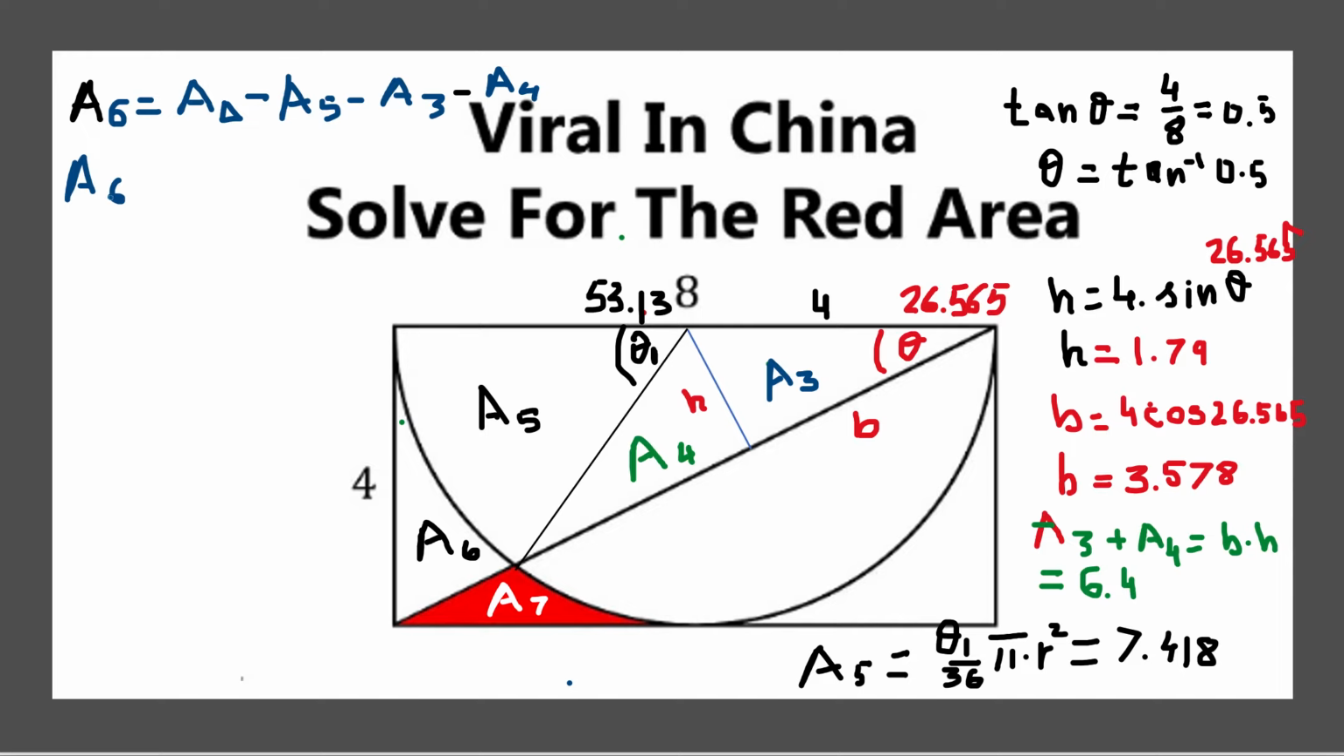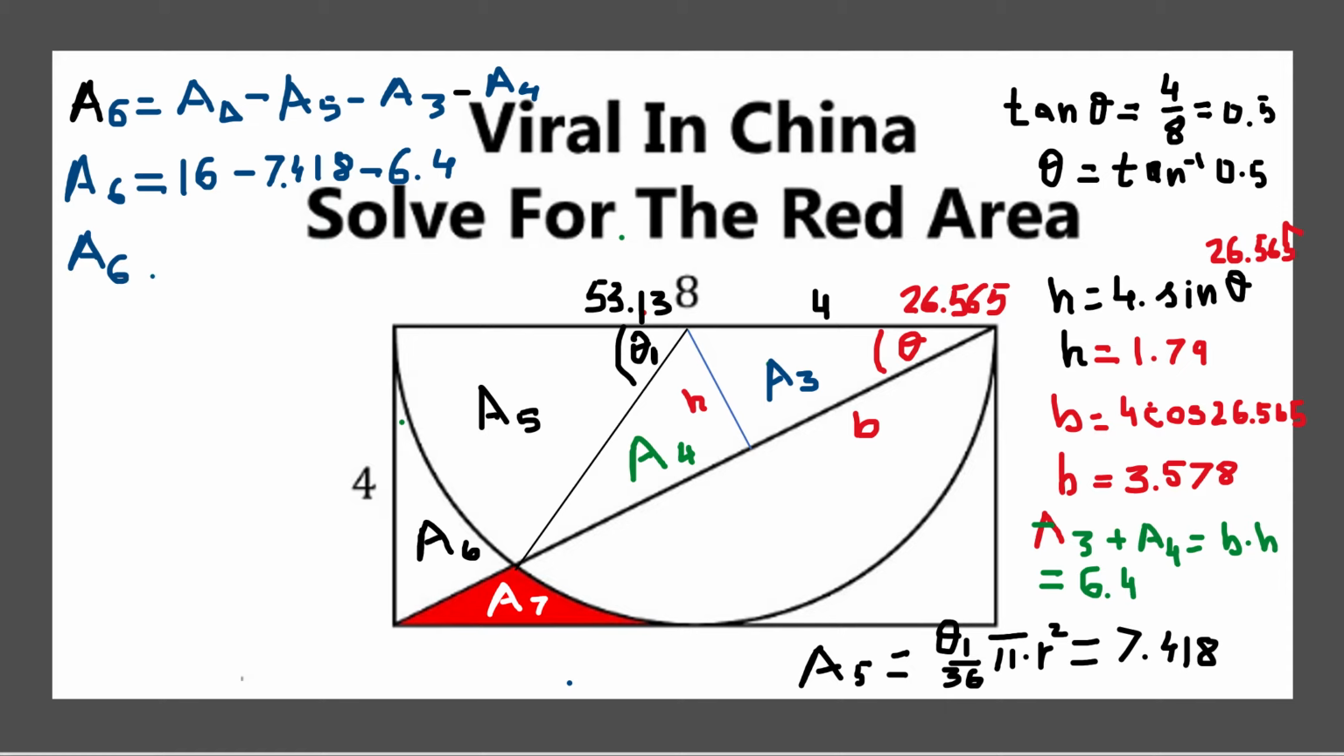I'm looking at the big triangle. This big triangle is going to be 4 times 8, and 4 times 8 is 32, divided by 2 is 16. So this is 16. And A5 is 7.418. So just by using high school mathematics, we can solve this problem. And the area of A3 and A4 is 6.4. And now we can find A6.